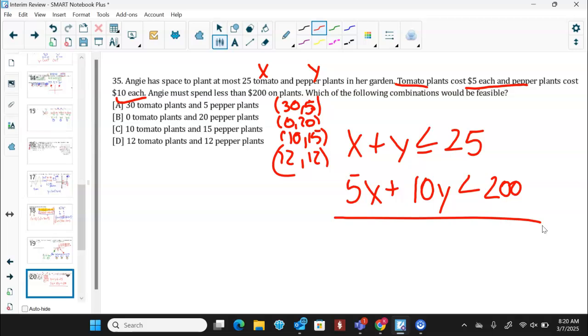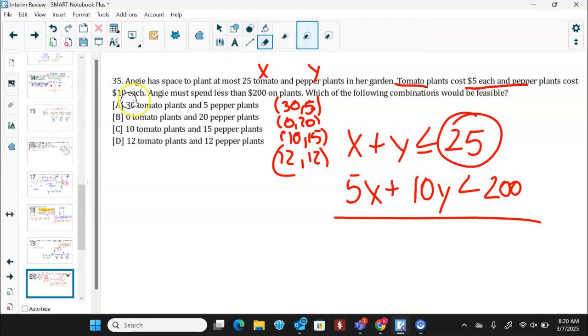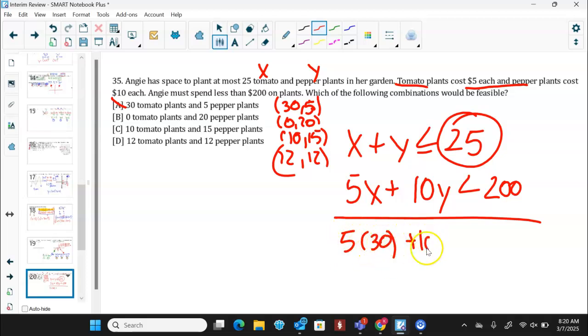Okay. All right. So the first one, 30 and 5, always doesn't make sense because it's not even going to reach. It's going to be too much. It's going to be 35 plants. So A could not be true. And then we can also plug it in here. So 5 times 30 plus 10 times 5. This is going to be way too much. It's going to be more than $200, right? So that would be 300 plus 50, so 350. So that would not work.